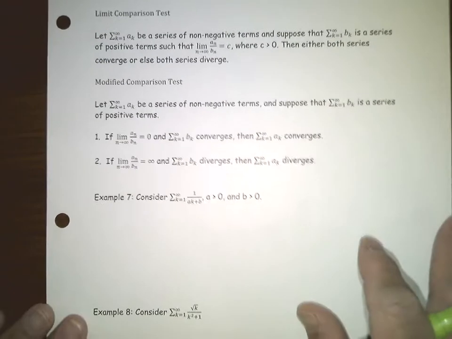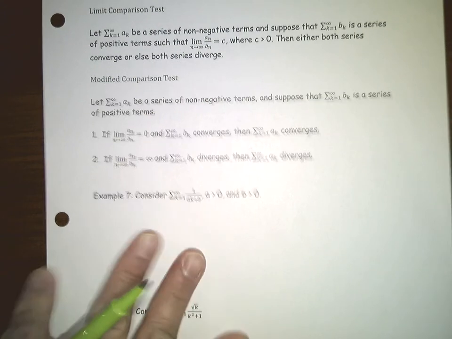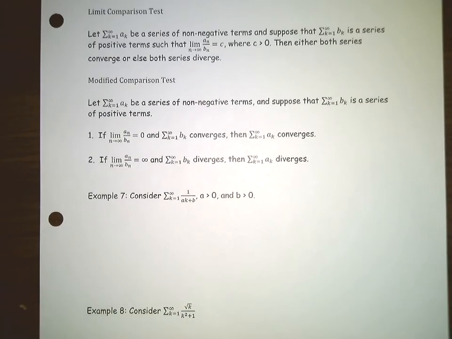Here we go. So I'll let the sum k equals 1 to infinity of a_k be a series of non-negative terms, and suppose that the sum k equals 1 to infinity of b_k is a series of positive terms such that the limit as n goes to infinity of a_n over b_n equals c, where c is greater than 0, then either both series converge or both series diverge. So there's a slightly modified limit comparison test here.